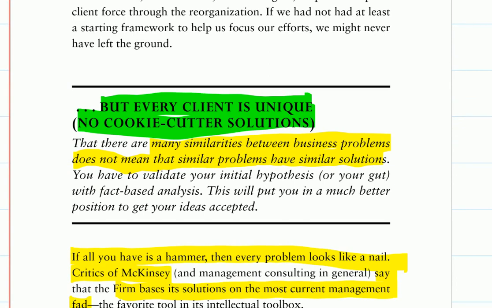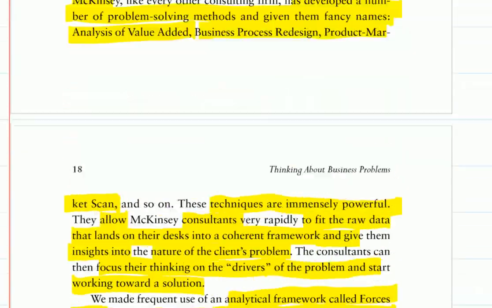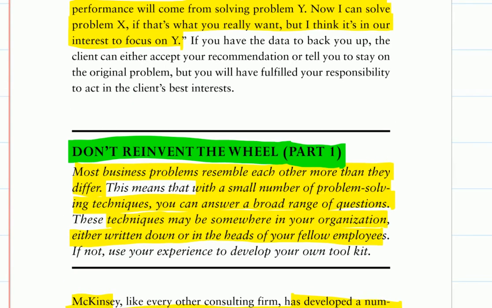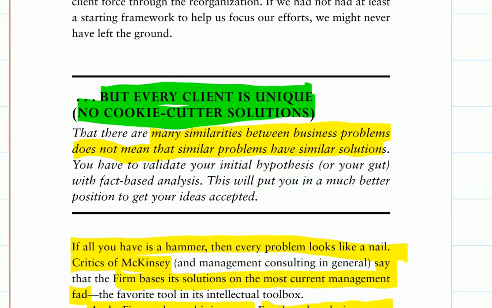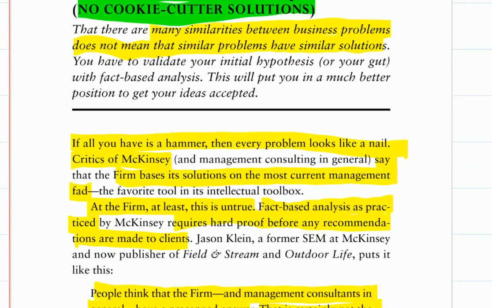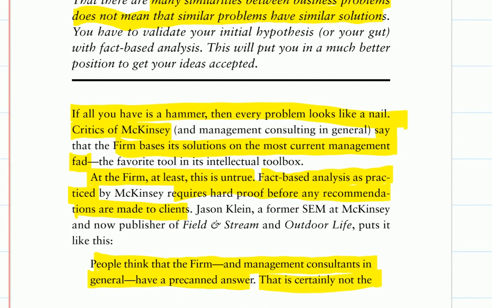Now the author comes to part 3. He says, but every client is unique. One second. He said, don't reinvent the wheel. Most business problems resemble each other. Yes, most business problems resemble each other, but every client is unique. So many similarities between business problems does not mean that similar problems have similar solutions. So if two of your clients are facing the same business problem, that does not mean that they will have the same or similar solutions. He uses a metaphor and says that if all you have is a hammer, then every problem looks like a nail. So you have to be very careful when you are giving suggestions.